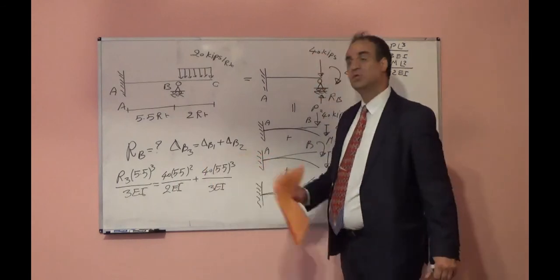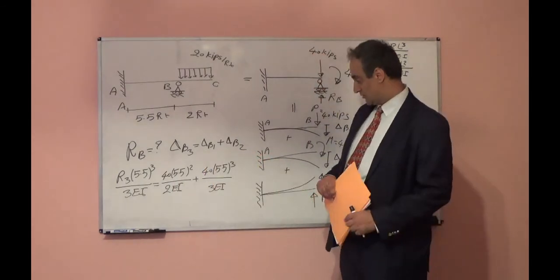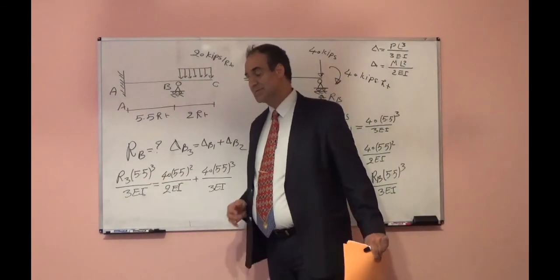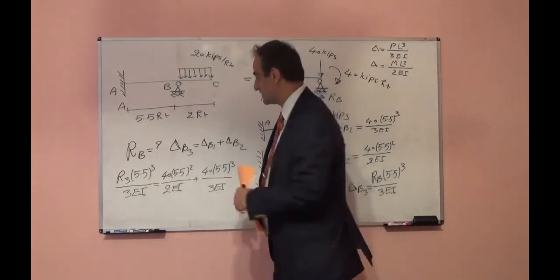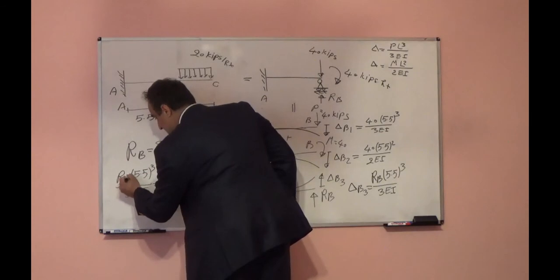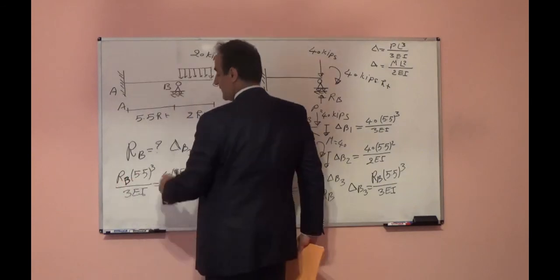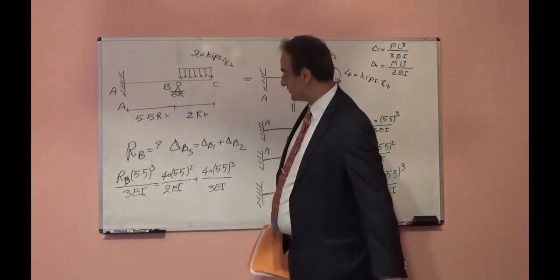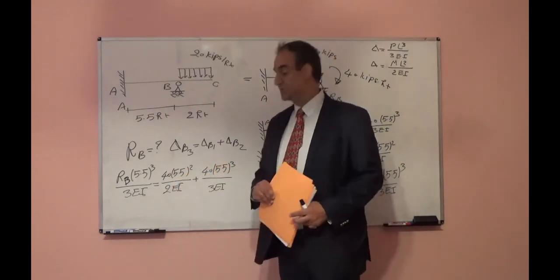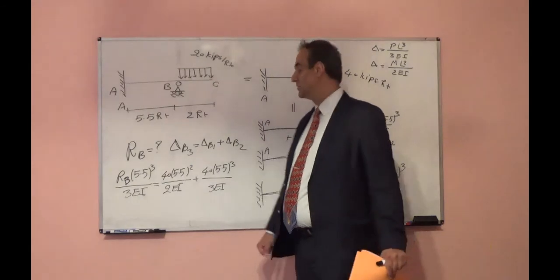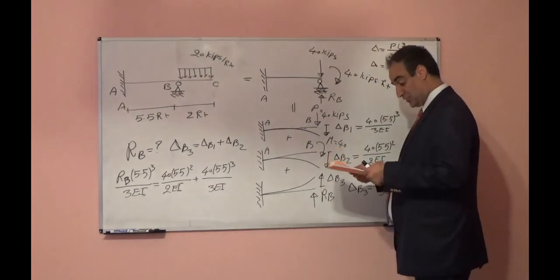You have one equation, one unknown. EI from both sides will cancel out and you can find RB here. This is RB times 5.5 cubed is equal to 40 times 5.5 squared, and this is again cubed. So one equation, one unknown. You can find the reaction at point B.